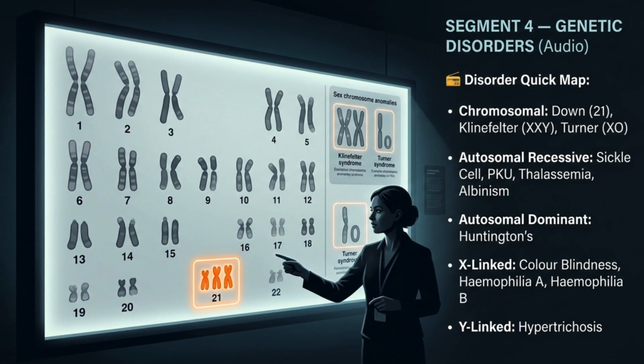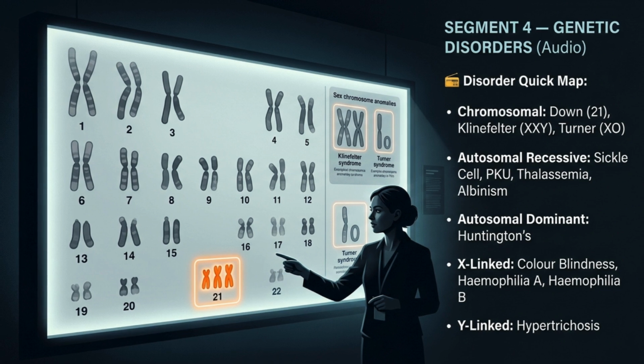Chromosomal disorders, these arise from abnormal chromosome numbers. Down syndrome, trisomy 21. The person has 47 chromosomes. The extra chromosome 21 arises from non-disjunction during meiosis. Klinefelter syndrome, 47XXY. The person has 2 X chromosomes and 1 Y, phenotypically male but infertile. Turner syndrome, 45XO. Only 1 X, no second sex chromosome, phenotypically female, sterile, webbed neck.